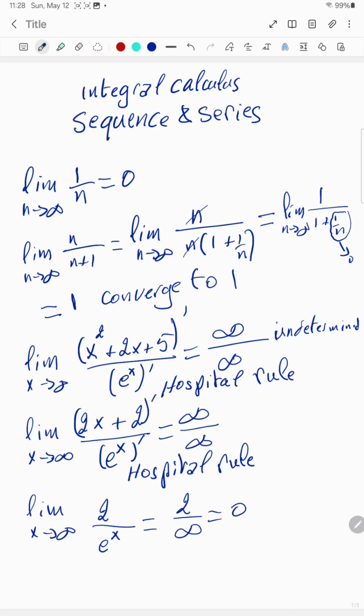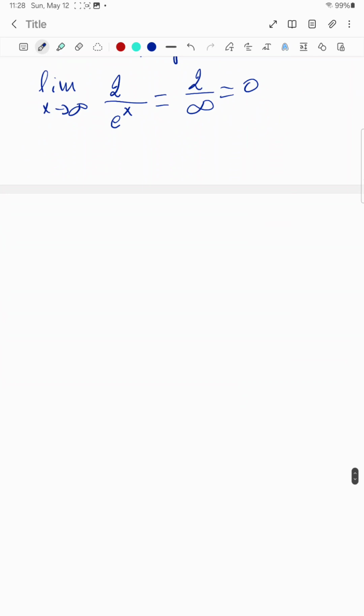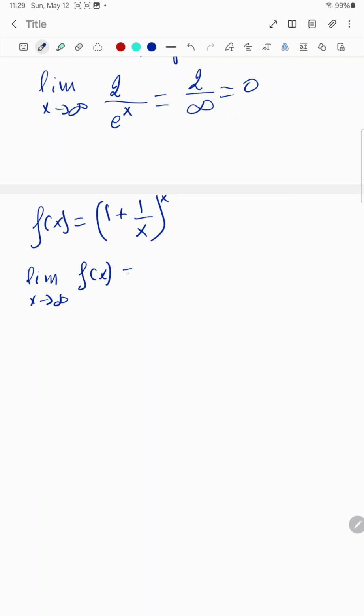Let's take another example, and I will show you how to use L'Hospital's rule even if you don't have a denominator, we create a denominator. So let's take the example. Let's say f of x is equal to 1 plus 1 divided by x, to the power of x. And I want to study the limit when x goes to infinity of f of x, which is equal to the limit when x goes to infinity of 1 plus 1 divided by x, to the power of x.